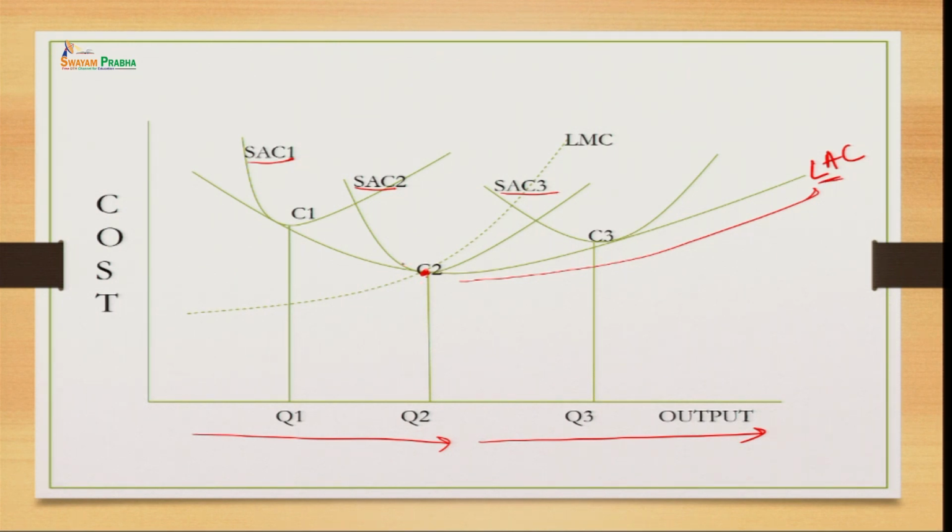So, here it is going to touch your SAC curve, and it is also going to touch it to the left of the optimum point of SAC1 and to the right of the optimum point of SAC3. At 3 points it is touching: left of the optimum point of the initial plant and right of the optimum point of the last plant. So, these are some properties we have for the LAC curve.